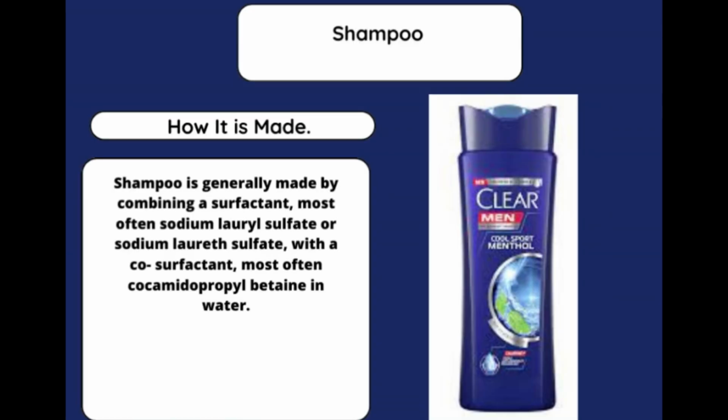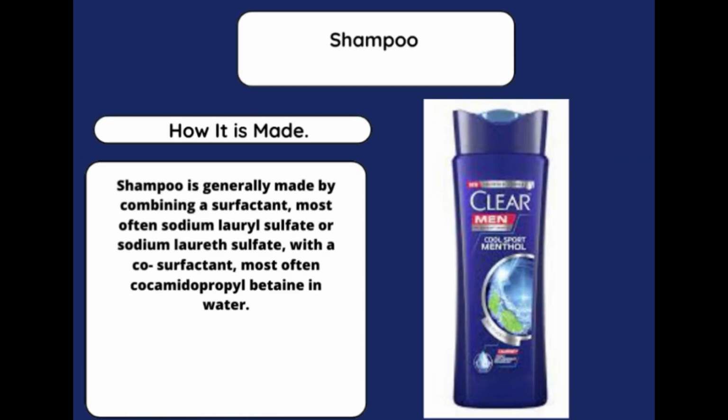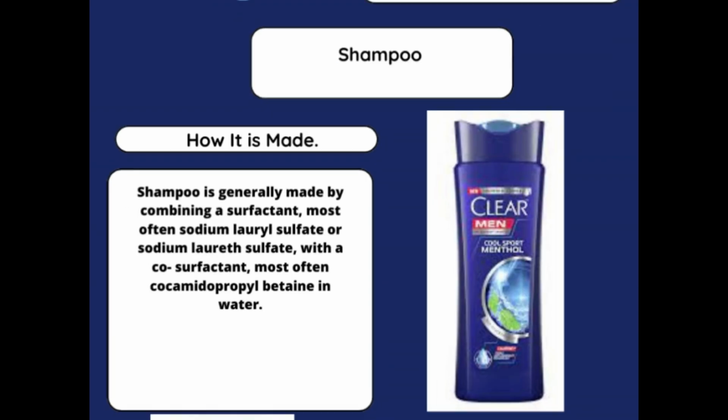Next is shampoo. It is made by combining a surfactant, most often sodium lauryl sulfate or lauryl sulfate, with a co-surfactant, most often cocamidopropyl betaine, in water.